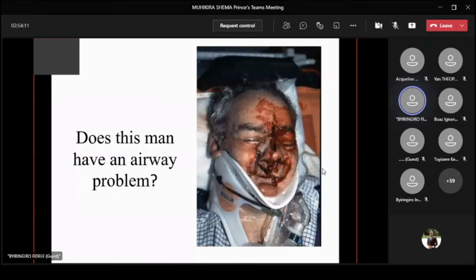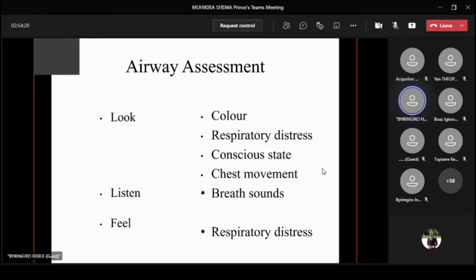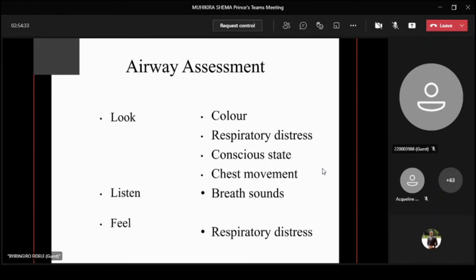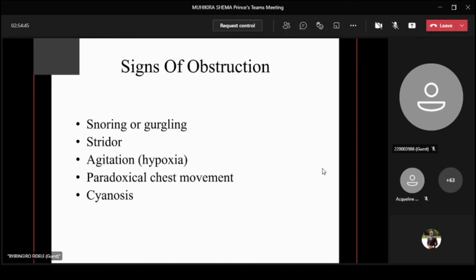The second attempt, we think possibly he's unconscious. If the patient is unconscious, most of the time they can't control the airway. So when you look at the airway, you have to look at the color, respiratory distress, conscious status, the chest movement. You have to listen for breath sounds and feel. A very simple assessment is to talk to the patient. Once the patient can talk, they can express a voice. It means most of the time the airway is open. For the signs of obstruction, there is snoring or gargling, stridor, agitation, paradoxical chest movement, and cyanosis.